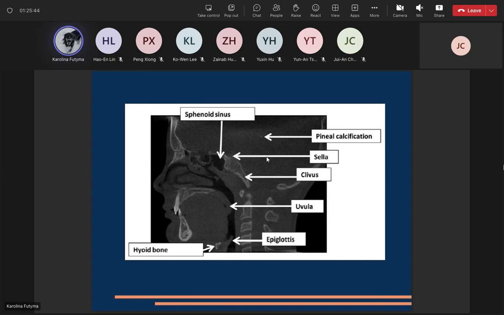This is the sagittal view. We can see the sphenoid sinus, quite good. The clivus, the sella turcica. We can see some pathological pineal calcification. Here we have the soft tissue uvula, of course, hard palate, part of the hyoid bone, epiglottis, and the airways.